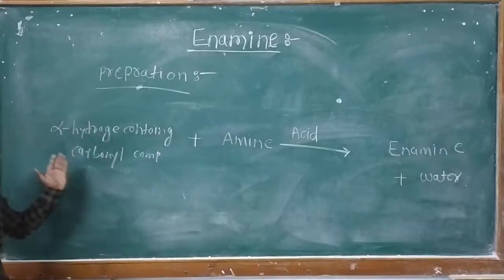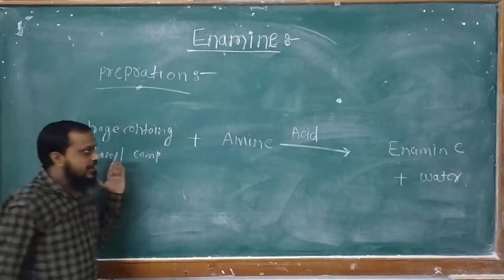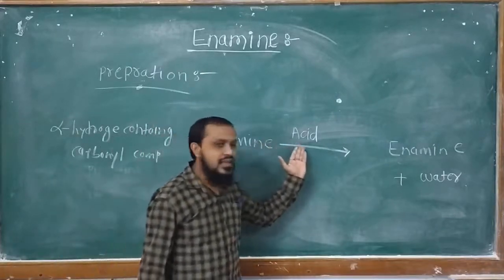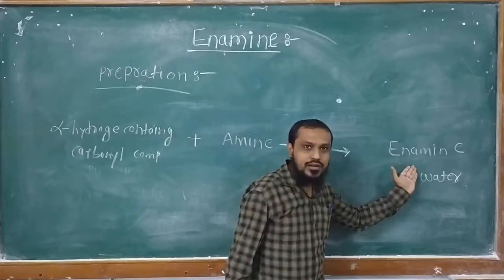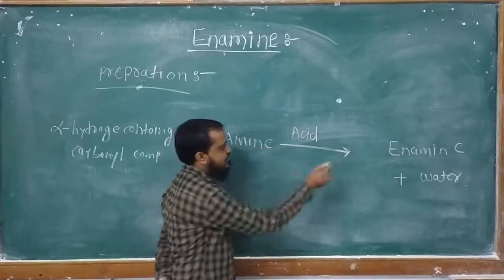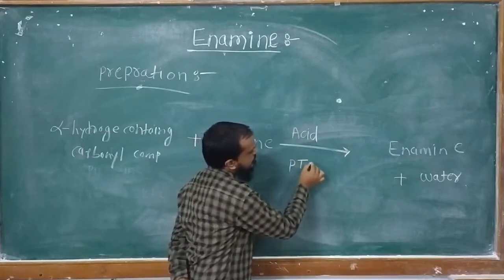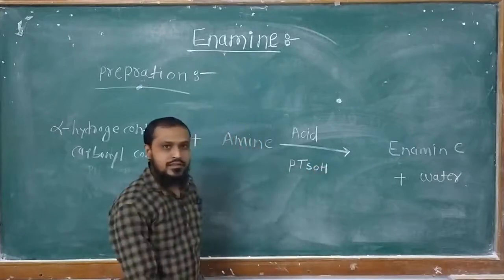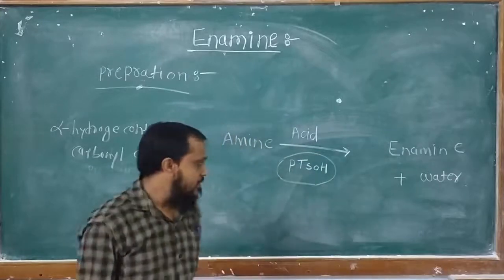When an alpha hydrogen containing carbonyl compound reacts with an amine in the presence of mineral acid to form an enamine as a major product along with a water molecule. Here generally mineral acid is used as paratoluene sulfuric acid. These acids are used in the preparation of enamine.